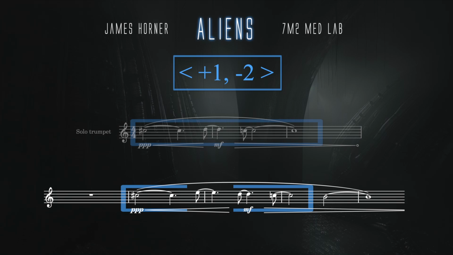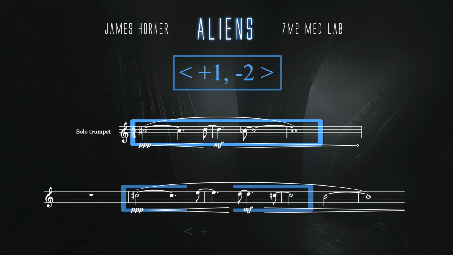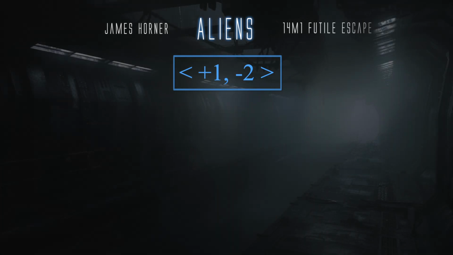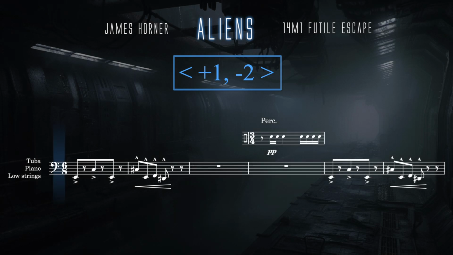Having the developed version immediately follow the original makes it easier to hear as a development, but analyzing this new version as an interval series isn't a great way to show the similarity. It's a pretty free development, but you can add on material that sounds more clearly derived from the original. Let's start with the ostinato from the musical cue Futile Escape.